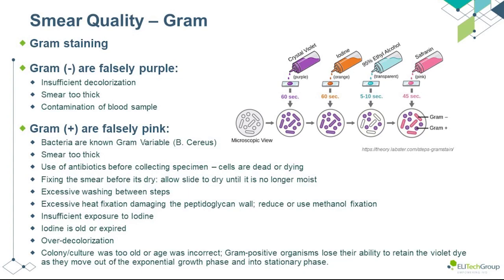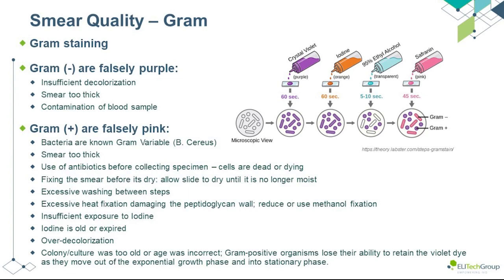Reasons why your gram-negative bacteria are falsely purple could be insufficient decolorization. As we discussed earlier, especially with thicker smears, there needs to be enough time for the liquid to access all the cells. Otherwise, your gram-negative cells will simply remain purple. When expecting only certain species and morphologies, contamination of the sample from the skin is a concern.